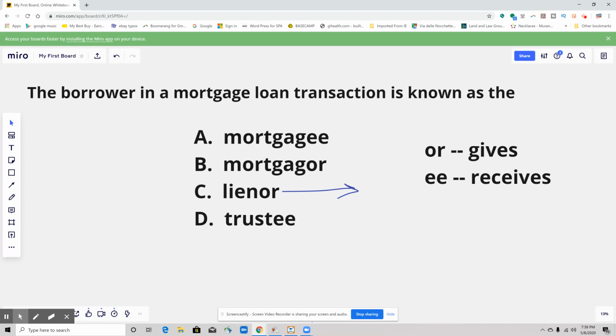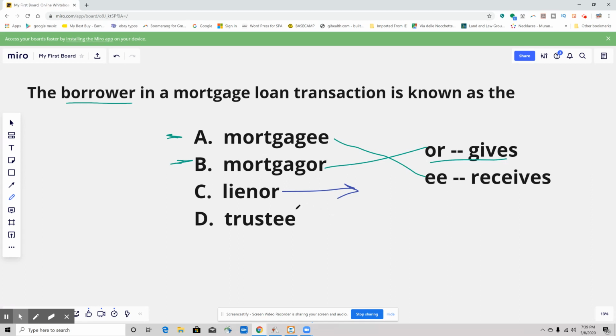So we know that it's going to be either a mortgagor or a mortgagee, based on the question. And right now, what we have to do is figure out, is the borrower giving the mortgage, or is the borrower receiving the mortgage? So that's what we really have to do. So we have to identify what a mortgage is and all that kind of stuff. However, let's talk about a lienor and a trustee, just so that we know why we're knocking them out.